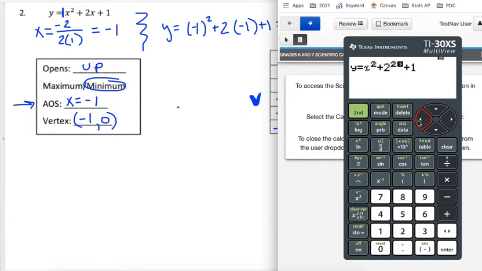Woo! You guys, I missed an x here. All right, I'm going to try again. 2x, make sure you're writing that in, unlike I did. And then I'm going to say table. I meant to say enter. Good grief. I'll get there.